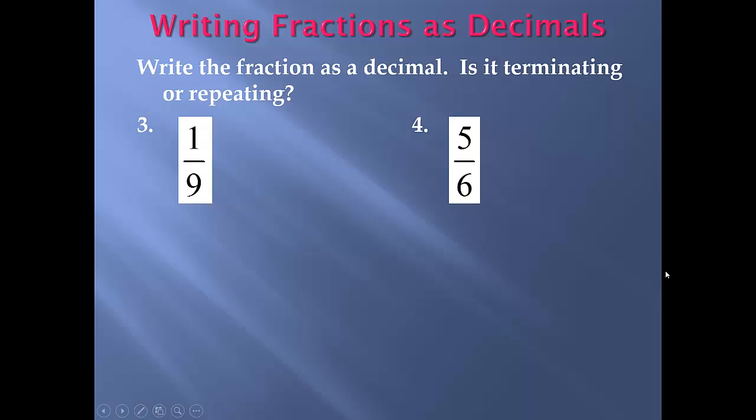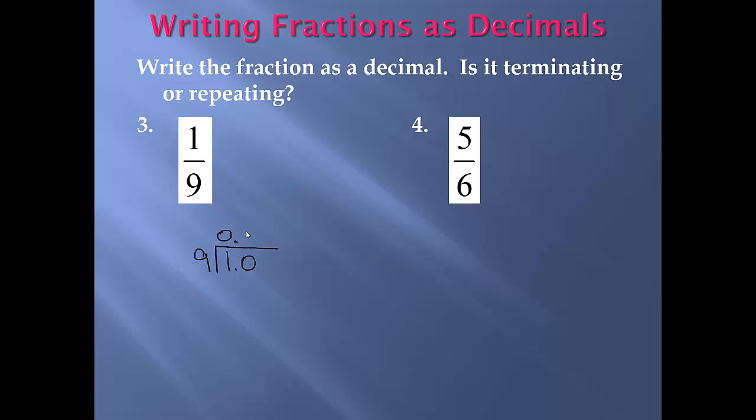We're going to continue doing a couple more problems where we're writing the fraction as a decimal, and then we're going to see if it's terminating or repeating. So for number 3, we have 1/9. So we have the numerator, which is 1, divided by the denominator, which is 9. So we have 1 divided by 9. 9 cannot go into 1, so we'll go ahead and put our 0 above the 1. We now need to add our decimal and our 0 behind the 1 so that we can continue dividing. We'll put our decimal in our answer by bringing it straight above.